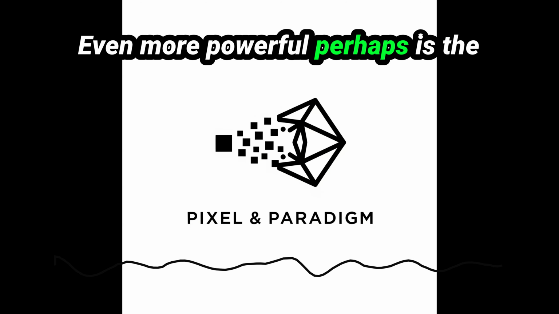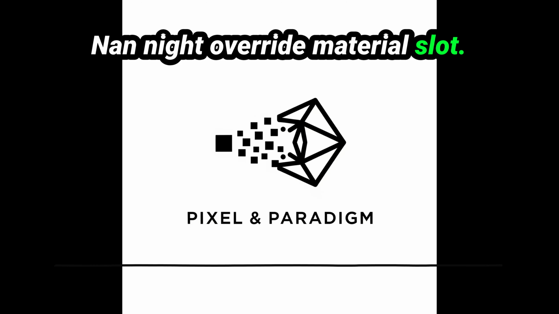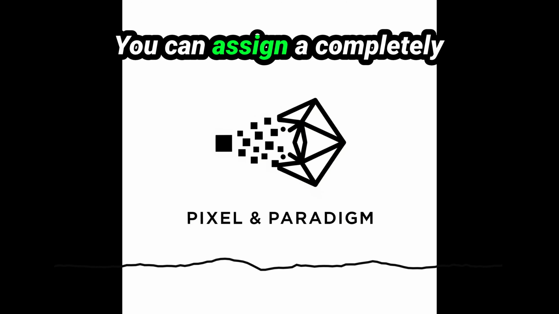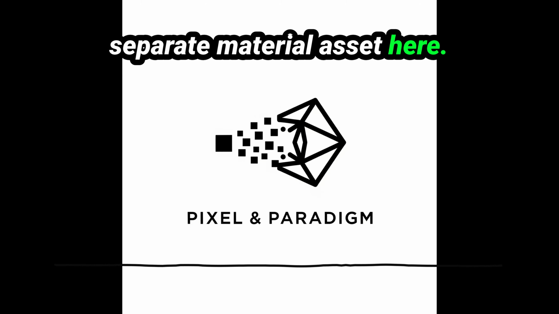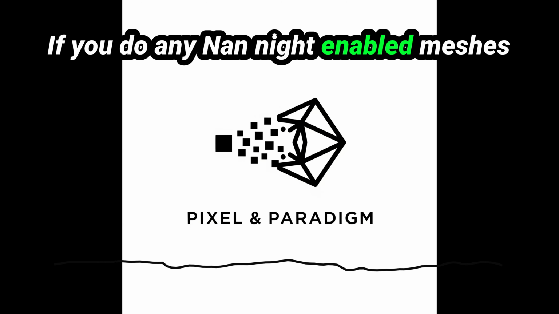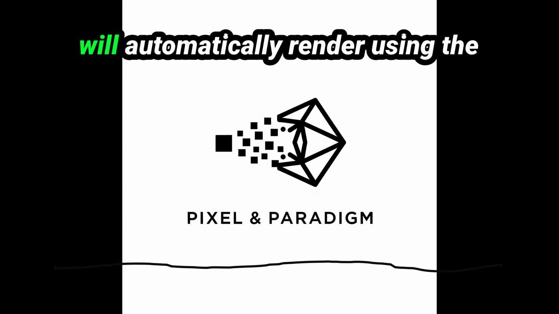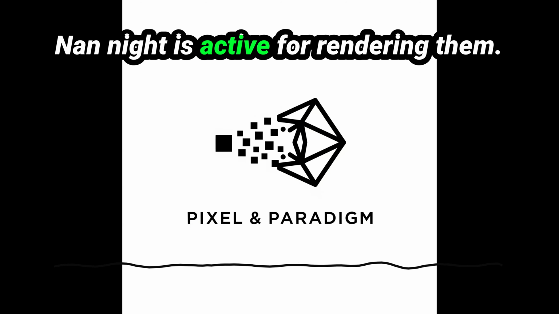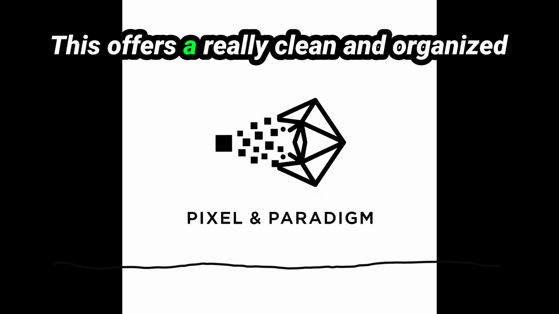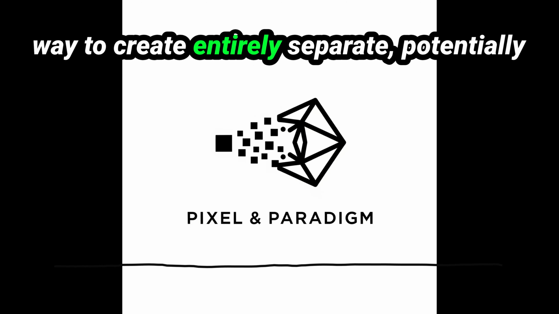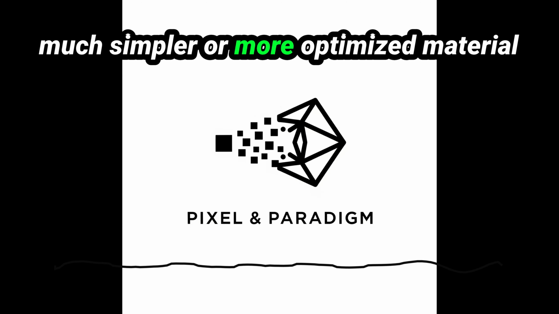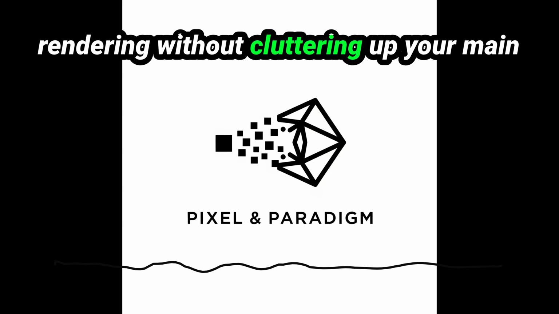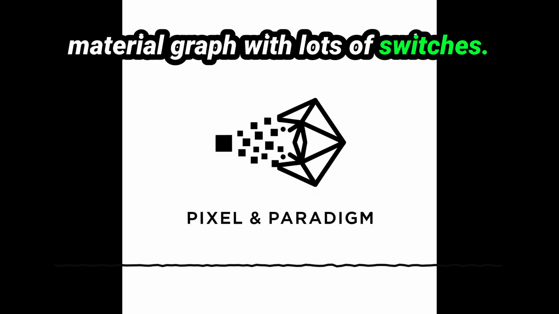Even more powerful, perhaps, is the Nanite Override material slot. This is available in the settings for materials and material instances. You can assign a completely separate material asset here. If you do, any nanite-enabled meshes that are using the base material will automatically render using the override material instead whenever nanite is active for rendering them. This offers a really clean and organized way to create entirely separate, potentially much simpler or more optimized material versions specifically for nanite rendering without cluttering up your main material graph with lots of switches.